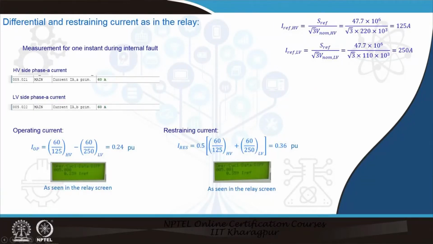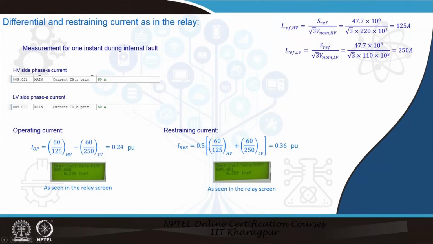We will now see how the relay calculates the operating current and restraining current for the differential relay operation. For this, first, as already mentioned, we will calculate the reference current, and the reference current happens to be the kVA rating or the MVA rating of the transformer upon root 3 V, on the high voltage side or the low voltage side. For this case, on the high voltage side, the reference current happens to be 125 ampere, and the low voltage reference current happens to be 250 ampere in the calculation process.